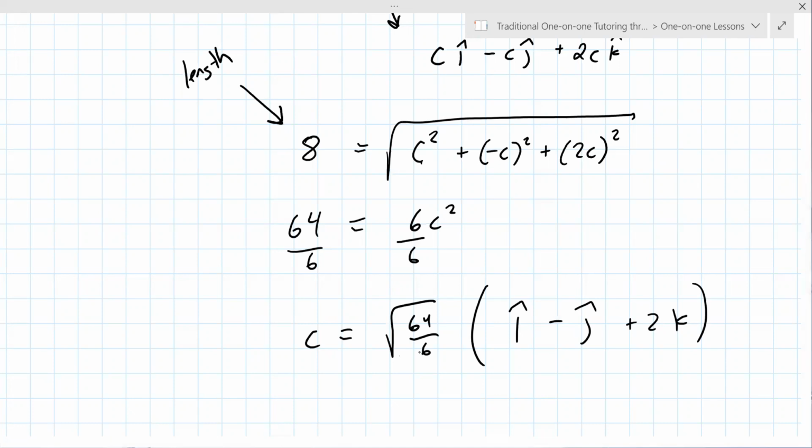So this is just going to take a little longer to enter. Hopefully it accepts the fact that I'm not reducing this. Your instructor may not, depending on how they feel about reducing. So that's I minus J plus 2K. Let's see if it takes this. Hopefully it will. Okay, it did accept that as the answer.